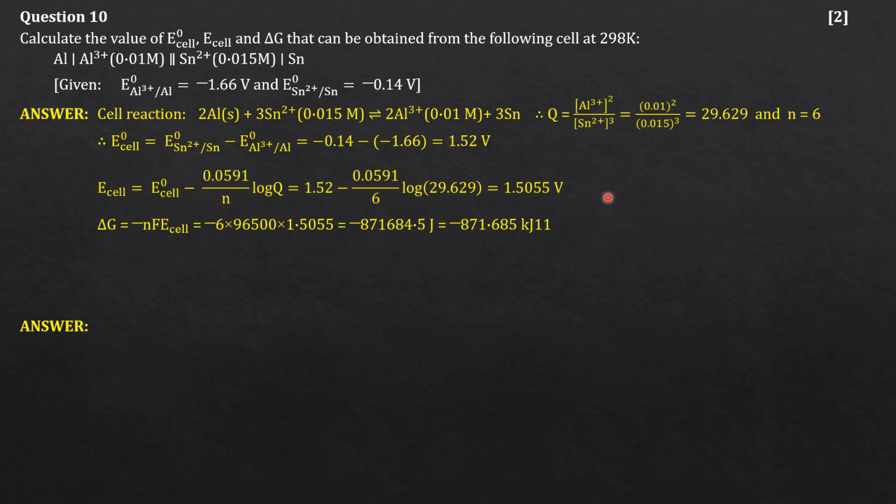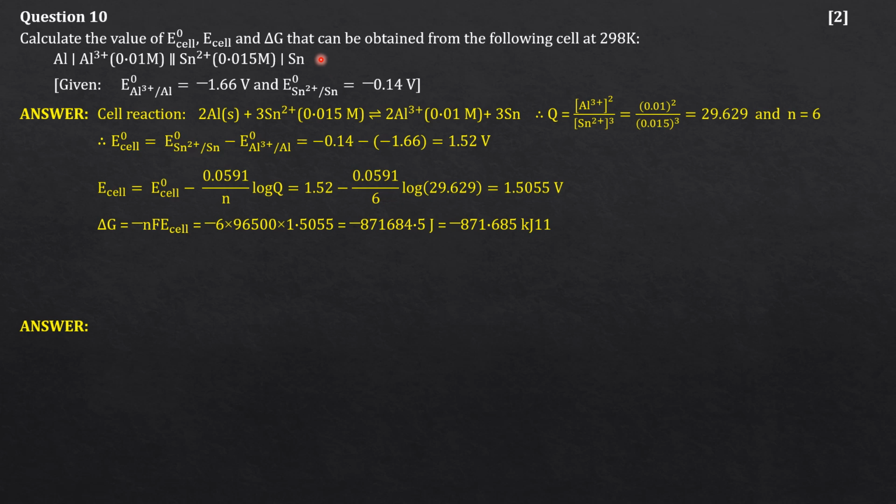So I have one very easy remedy for all these mistakes: whether they are asking or not, first find the cell reaction. Write the anode and cathode reactions. From the cell expression you come to know the left side is anode and the right side is cathode. So from the left side you clearly know that the anode reaction is aluminium releasing 3 electrons becoming aluminium 3 plus. At the cathode, Sn2 plus takes 2 electrons becoming Sn.